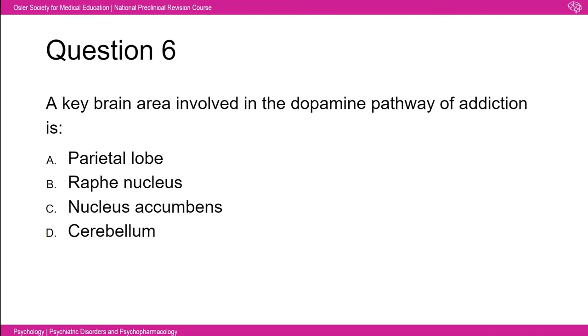Great, I'll show you the results now. Okay, so most of you got that it's the nucleus accumbens that affects the dopamine pathway. That is part of the whole basal ganglia circuit that you have, and that is also involved in addiction. The Raphe nucleus, which none of you selected, well done, is involved in the serotonin pathway of addiction, so it's quite important for that. And then the cerebellum and the parietal lobe are much less involved in addiction.